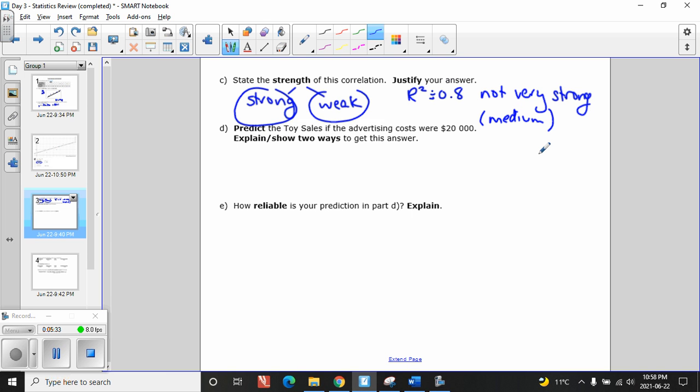Okay, question D. Predict the toy sales if the advertising costs were $20,000. Explain or show two ways that we can get this answer. So remember on the graph, I plotted advertising on the x-axis and toy sales on the y-axis.